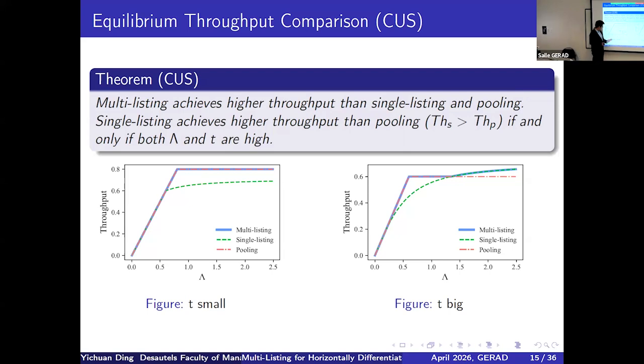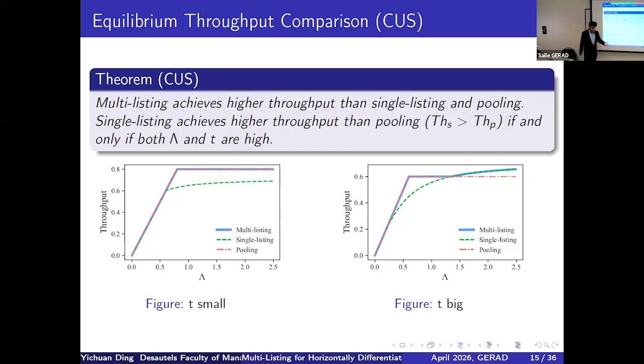If you check here, right, if T is small, what does T is small mean? T is the parameter measuring the preference, how strong the customer's preference is. If T is small, which means customers are not that different between the two servers, then they are mainly indifferent. In that case, basically pooling and multi-listing perform exactly the same. They both dominate a single listing when gamma is large. And why? I think it's quite intuitive.